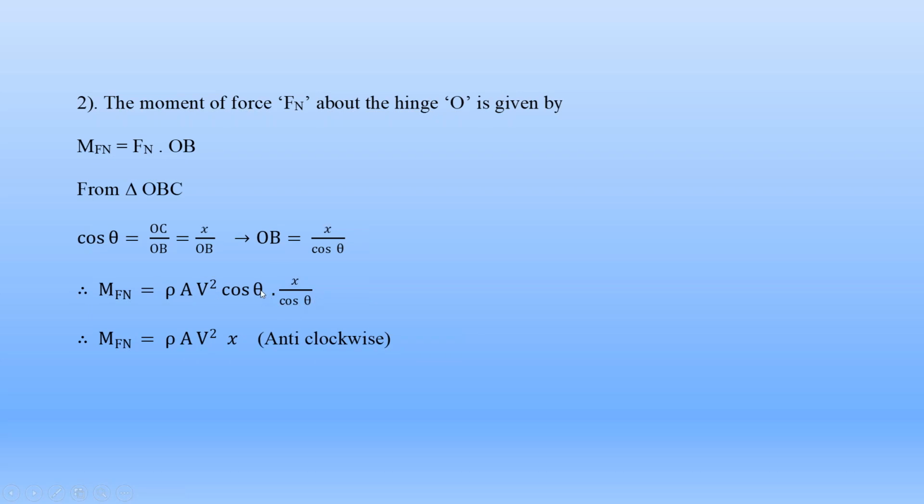So this cos theta will cancel on the right side. So the moment of the normal force Fn about the hinge point O is rho A V square into X. That moment is anti-clockwise. So after the deflection of the metal plate, two moments are acting on the metal plate about the hinge point O.